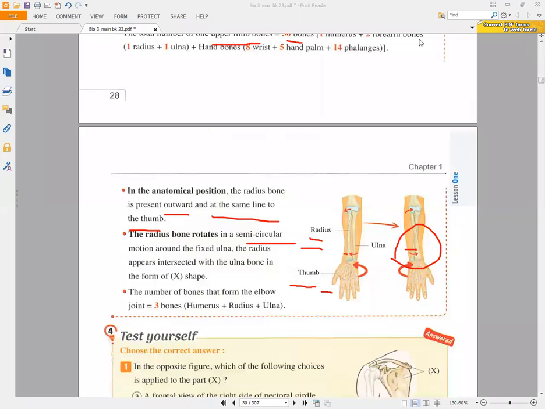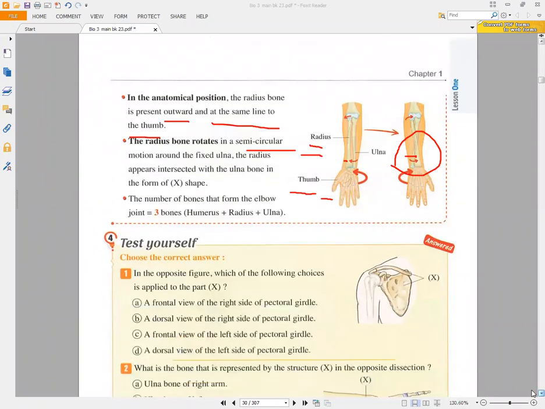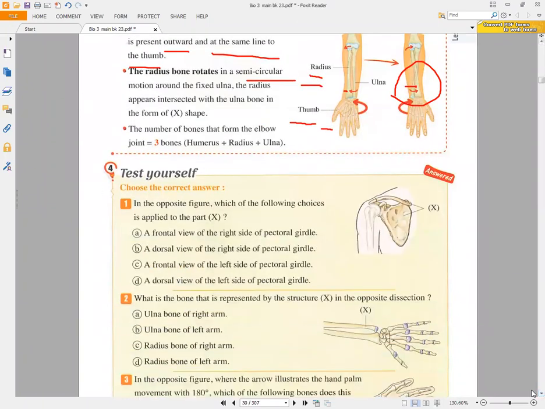And also you will find that the number of bones that form the elbow joint will be three bones: humerus, radius, and finally ulna, okay? After that, if you look here, you will find some questions. In the opposite figure, which of the following choices is applied to the part X?